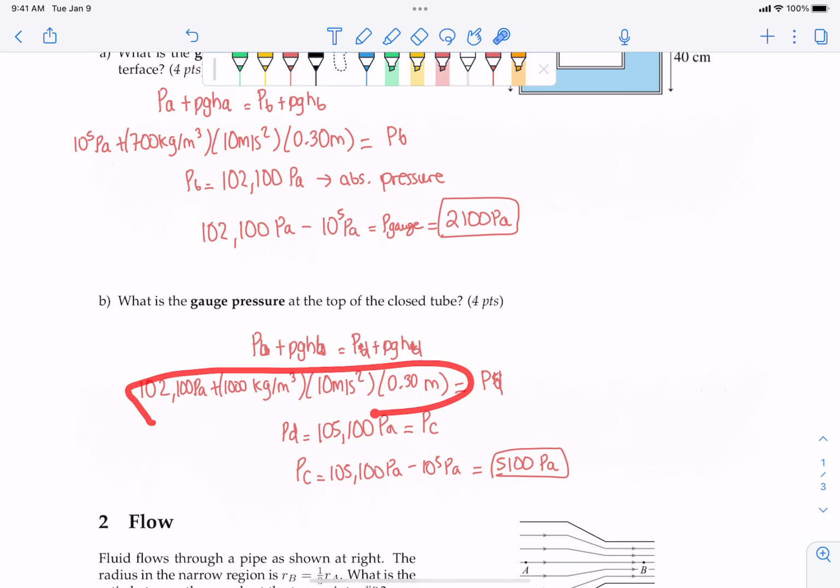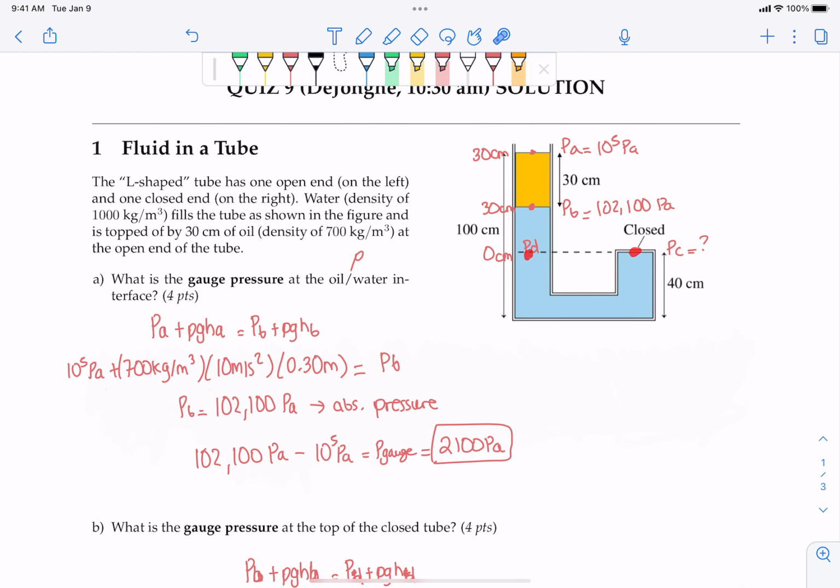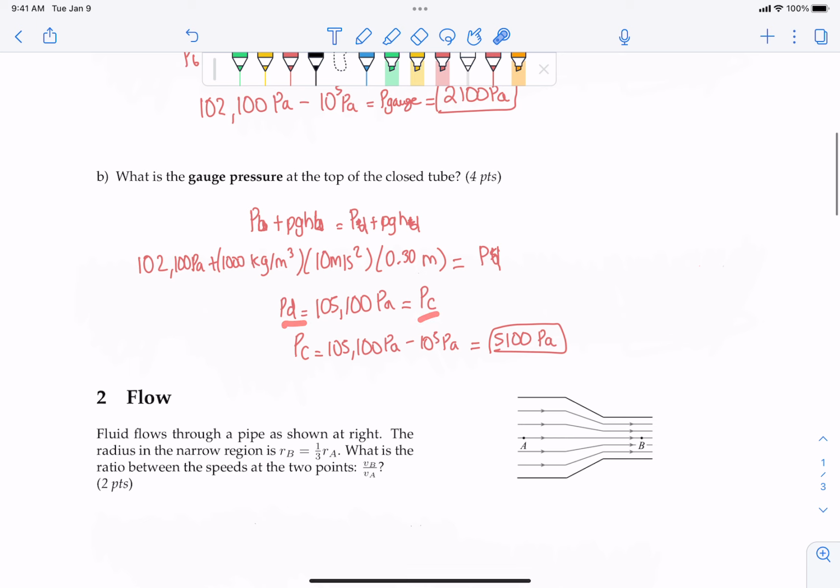Once we calculate that out, that'll give us the absolute pressure at point D, which, since it's the same height as point C, will be equal to PC. So PD is equal to PC. In order to figure out the gauge pressure, you just take whatever pressure you had and subtract 10 to the 5th pascals, which is the atmospheric pressure. So you always take your absolute pressure minus the atmospheric to get your gauge pressure.